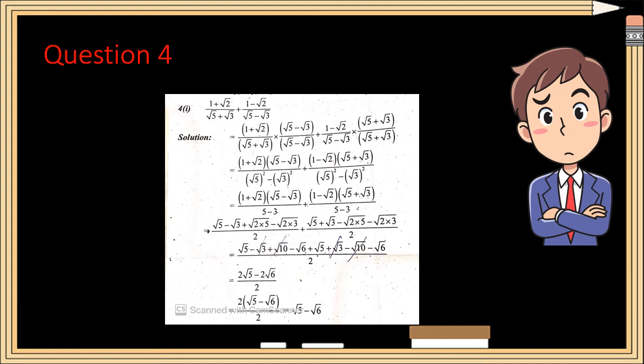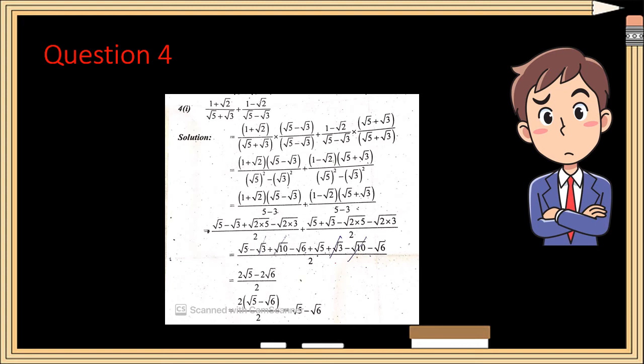Now you will just add up the terms because you have the denominator, and that is 2, and it is the same, so the LCM will be 2. Now the terms in the numerator will be added up. Square root of 5 minus square root of 3 plus square root of 10 minus square root of 6 plus square root of 5 plus square root of 3 minus square root of 10 minus square root of 6.